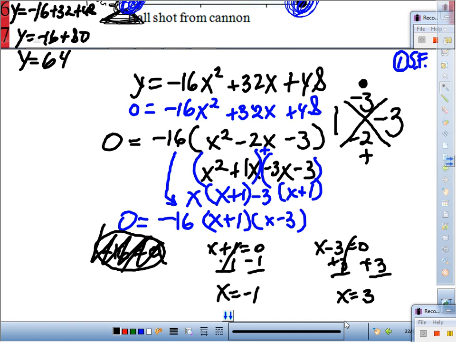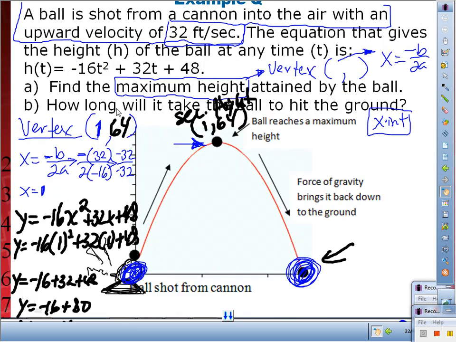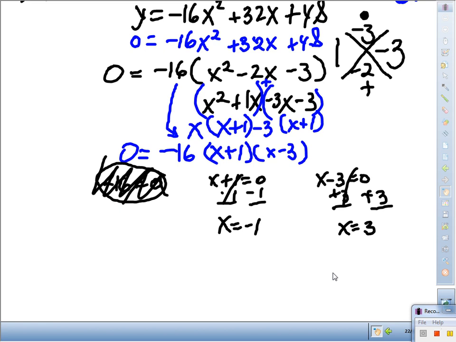Now, before we answer the question, look up to the screen. What was the question? The second question? How long will it take the ball to hit the ground? Look at these two answers. Tell your neighbor which one we won't use, and why.